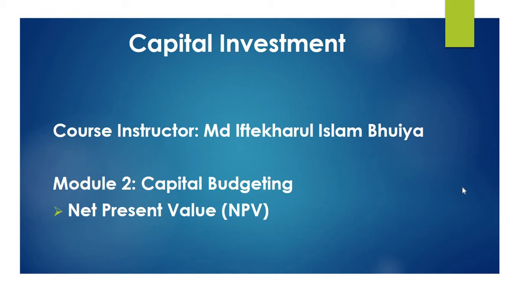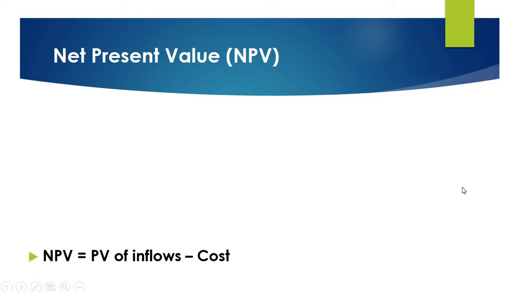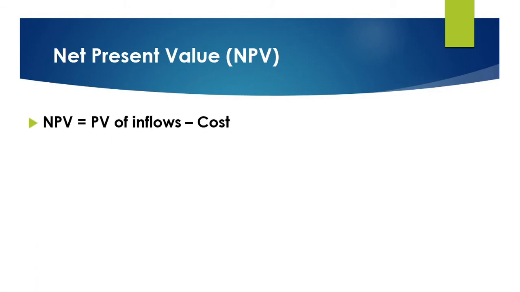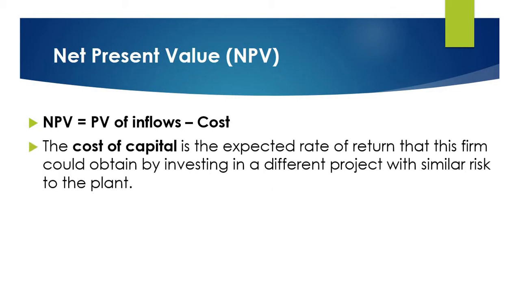Now, let's look at what is meant by net present value first. Net present value means present value of project's cash inflows minus cost. In general, the cost is normally the initial investment of the project. The cost of capital is used in net present value as the discount rate. Probably you know that the cost of capital is the expected rate of return that the firm could earn by investing in a different project with similar risks.